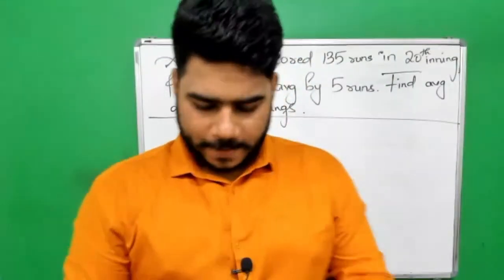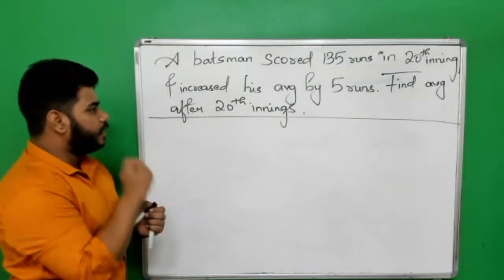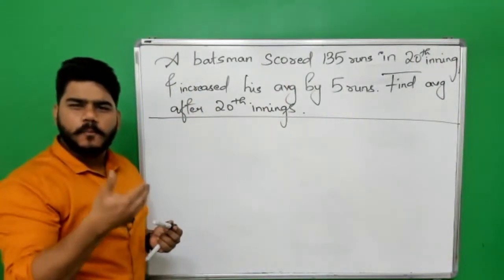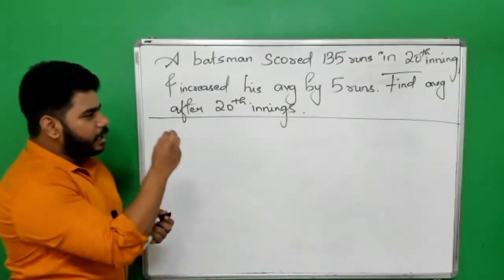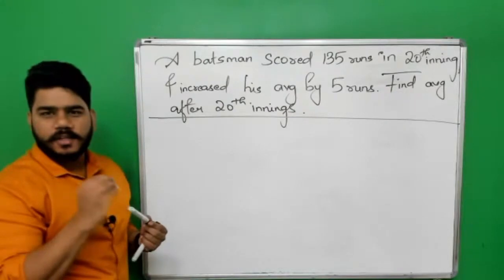Okay, time up. Now coming to this sum: a batsman scored 135 runs in his 20th innings. Innings is nothing but you can take it as a match. And increased his average by 5 runs. Find his average after the 20th match. This is what they've asked.